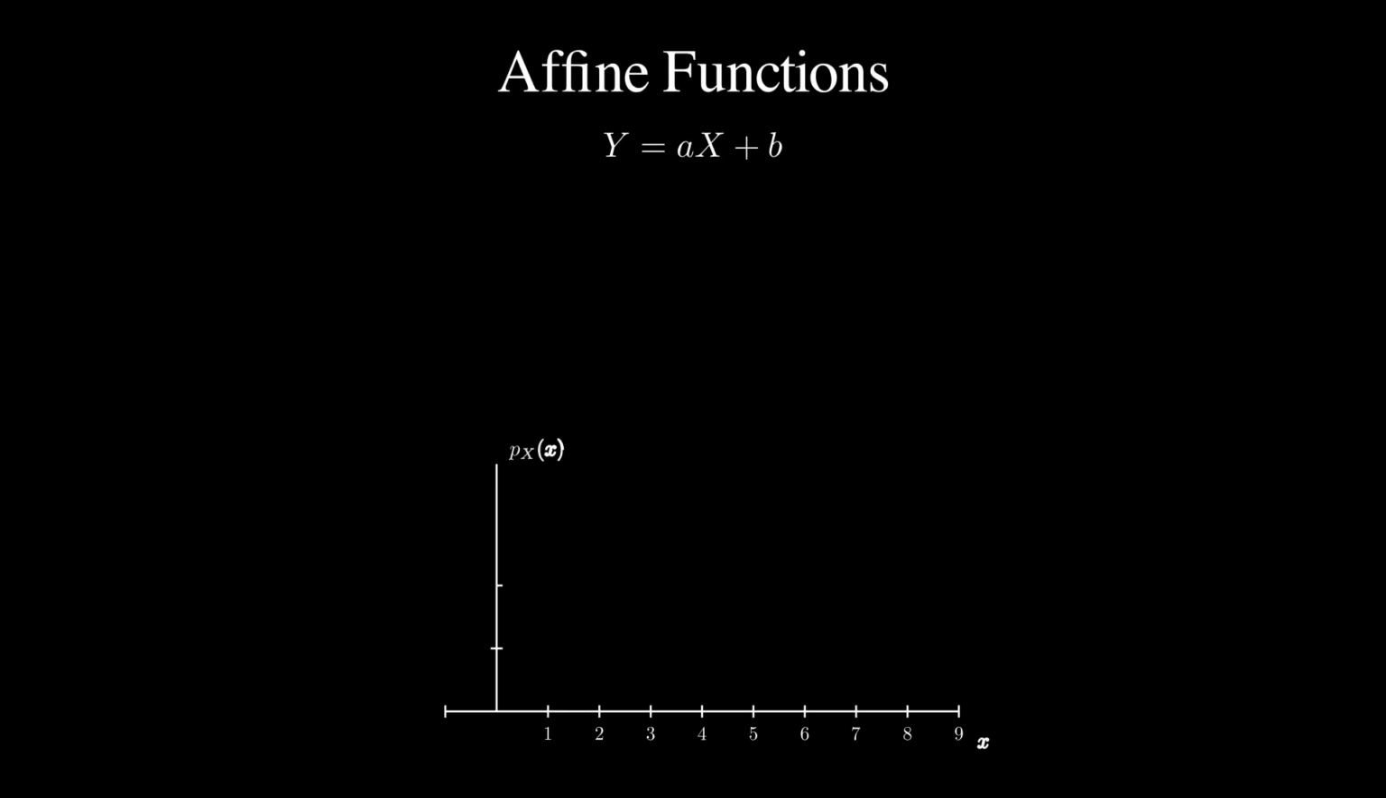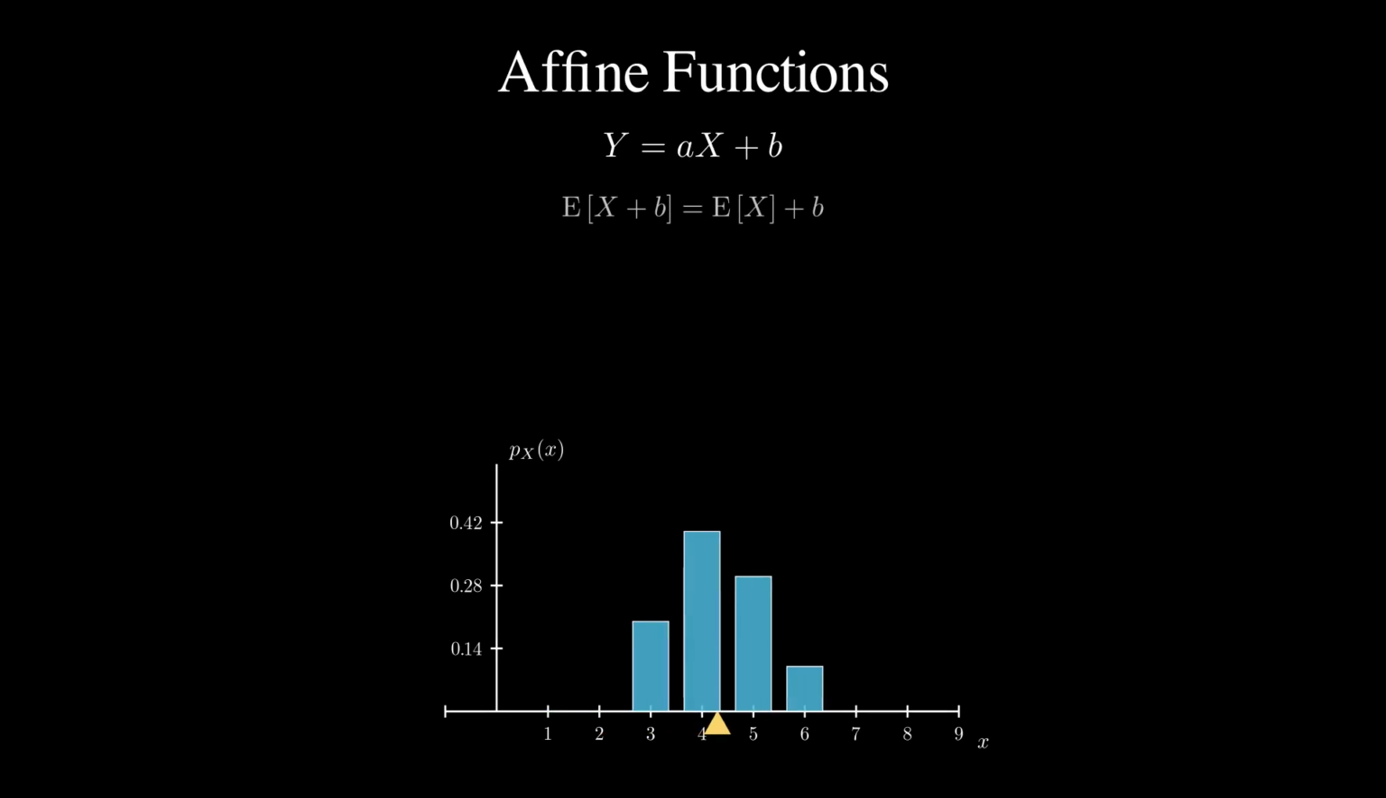Finally, the algebra. Take Y equals aX plus b, an affine function: scale by a, shift by b. What happens to the mean and the variance? Shift first. Slide the whole PMF right by b, and the balance point slides with it. The mean of X plus b picks up exactly b. The spread doesn't change at all. Shifting moves a distribution, it does not widen it.